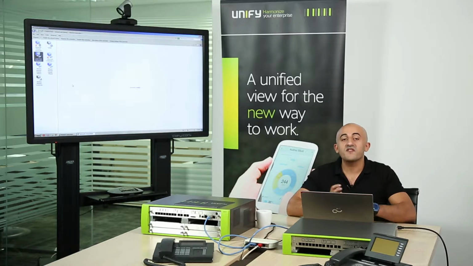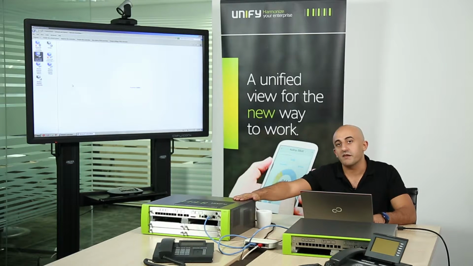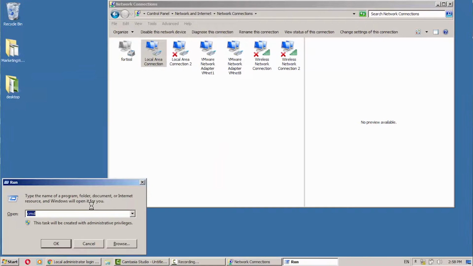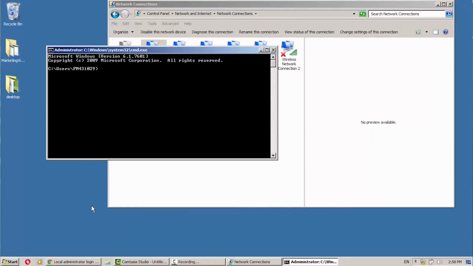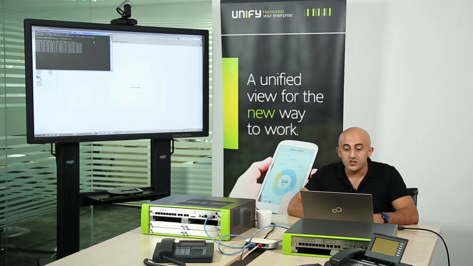Now it's time to verify the connectivity between the administration laptop and the OpenScape Business appliance. We'll open the Start menu, choose Run, then type CMD, which is the command line interface. Then use a ping -t command with the default IP address of OpenScape Business X. As you can see, the server is replying and the response looks healthy. So what do I need now?